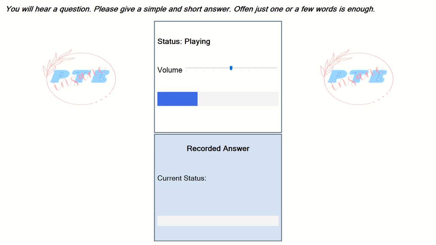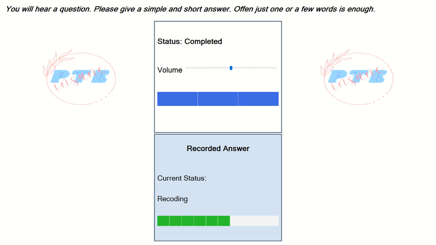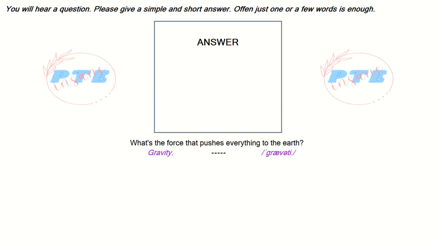What's the force that pushes everything to the earth? Gravity.